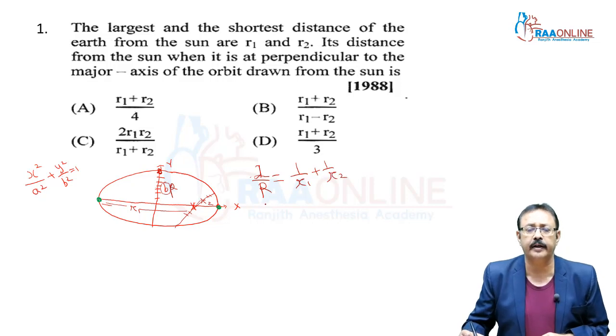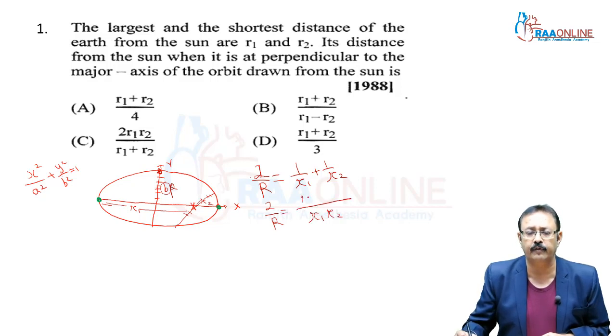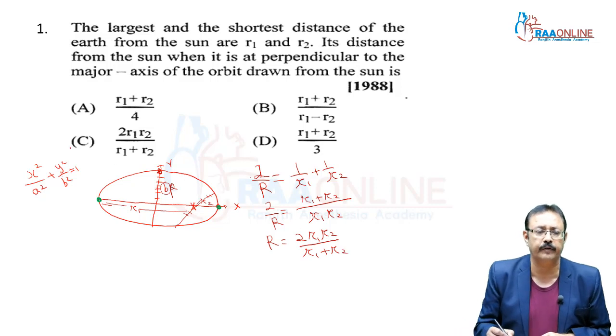So what we are getting? 2 upon R is equal to (R1 plus R2) upon R1 R2. So we are getting R equals 2 R1 R2 divided by R1 plus R2. This is the property of ellipse. So we are going with option C.